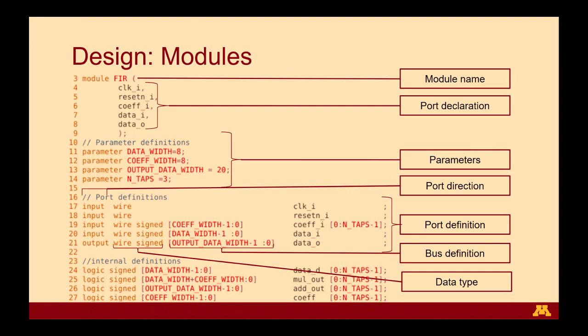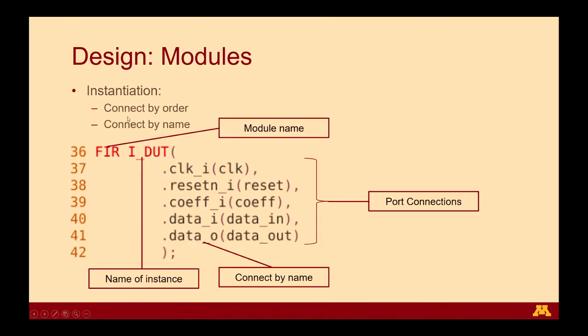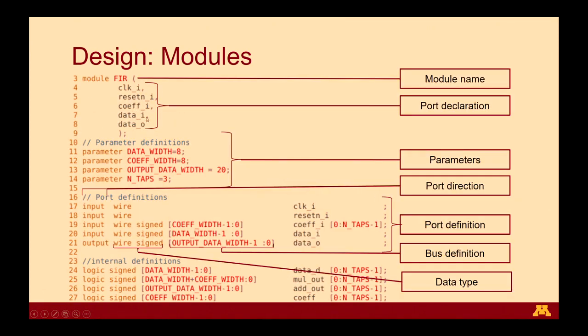Once we have defined the parameters for the design, we need to actually define the ports which we have declared. How will the tool know what these ports are defined as? Are you able to see my mouse? Yeah. How will the tool know, for example, that your input data is actually a bus and not a single wire? That is where the definition comes into play here.